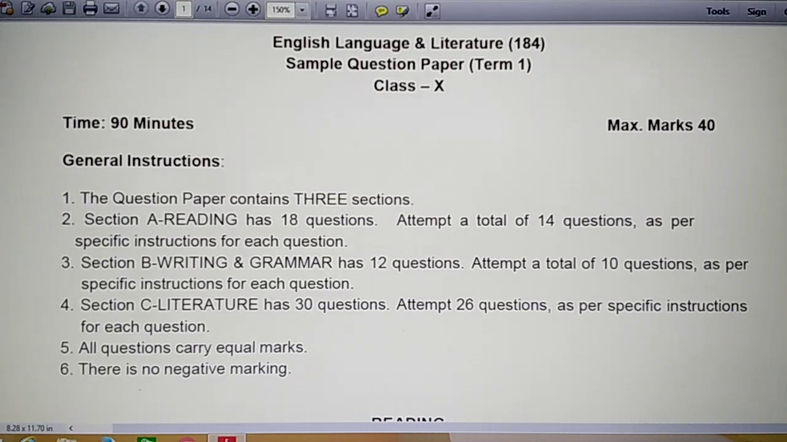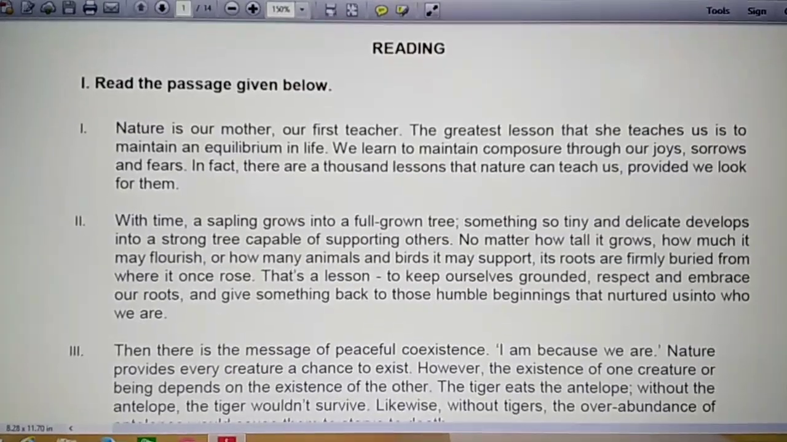Section C, literature, has 30 questions, attempt 26 questions as per specific instructions for each question. Instruction number 5, all questions carry equal marks, there is no negative marking. So first of all we'll talk about the reading section. In this one we have one passage and let us read that one.